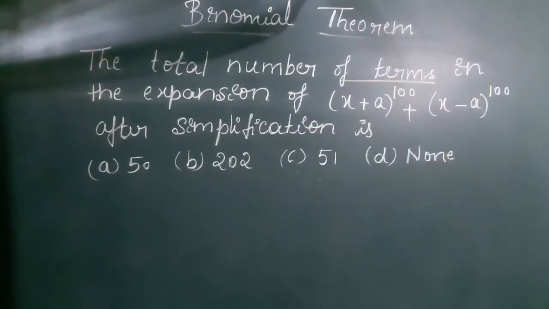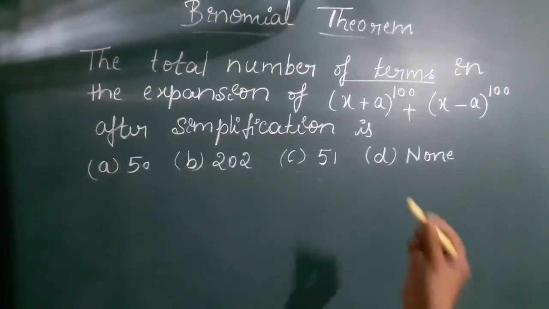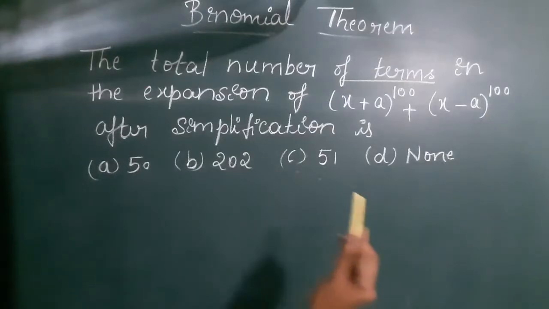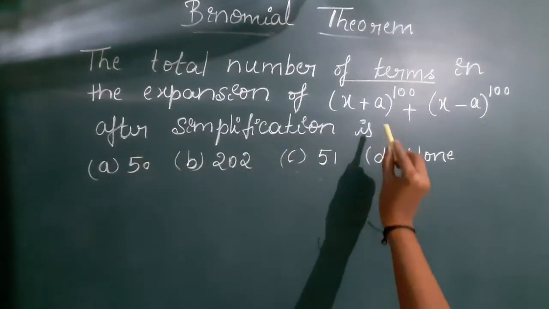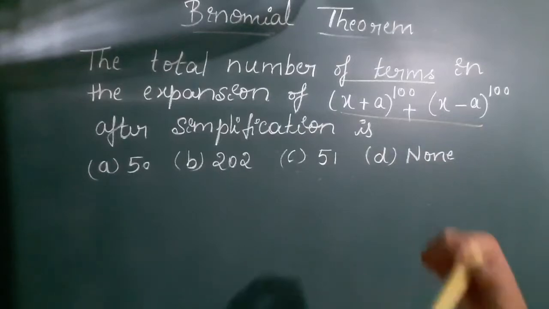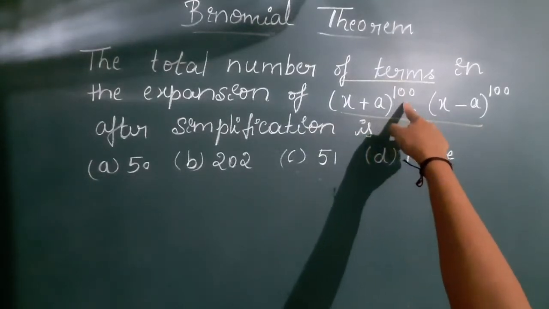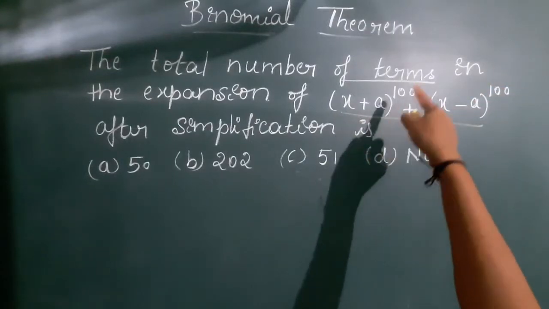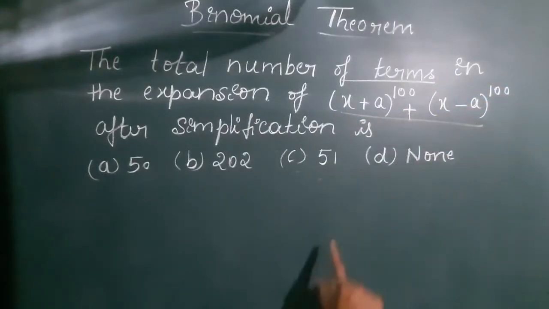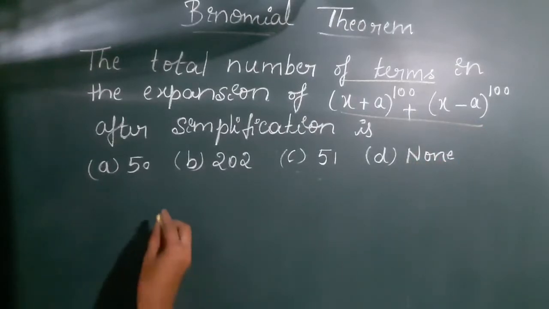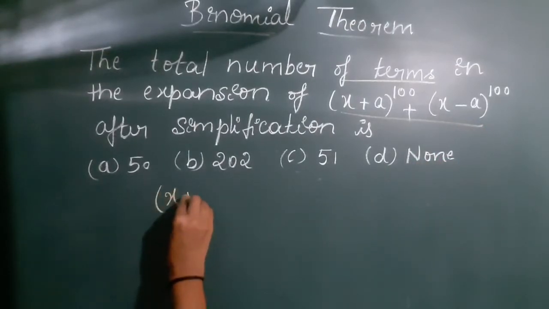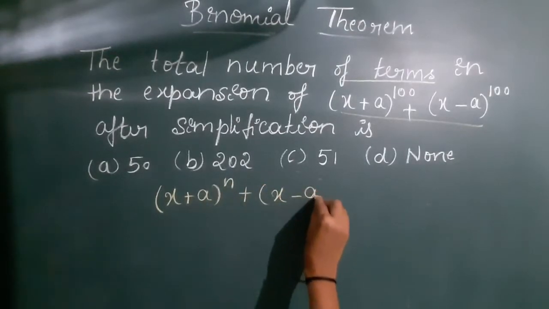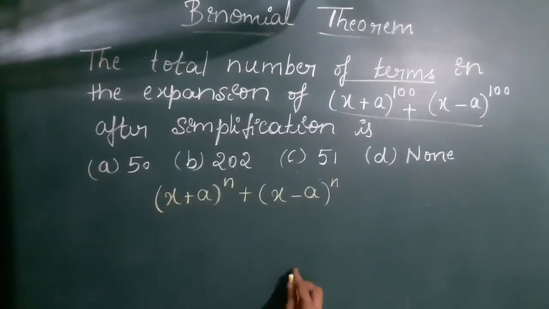So the answer, n equal to the total number of terms. So we are finding the total number of terms in the expansion of (x + a)^100 + (x - a)^100 after the simplification. So we know the formula for this, right? If it is of the form (x + a)^n + (x - a)^n. Another formula is for (x + a)^n - (x - a)^n. Right? What is the formula? If it is the form (x + a)^n + (x - a)^n, here two conditions are there, right?